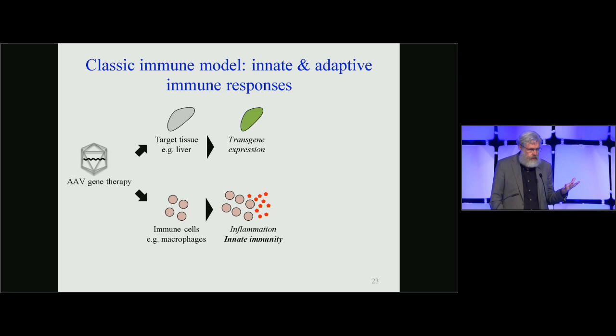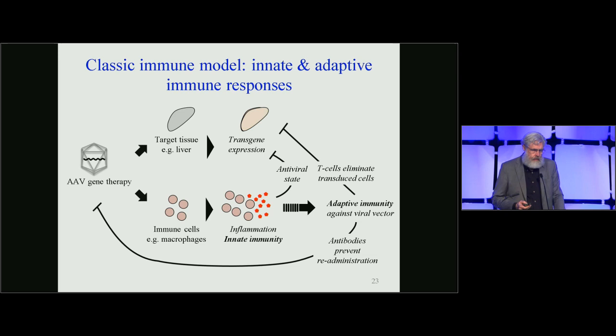We want to deal with not just the target tissue, but off-target tissue, like the immune cells in particular, because if it gets into immune cells and starts an inflammatory response due to innate immunity, that ultimately results in both antibody and cell-mediated immunity, which is going to be counterproductive for the sort of things we want to do.